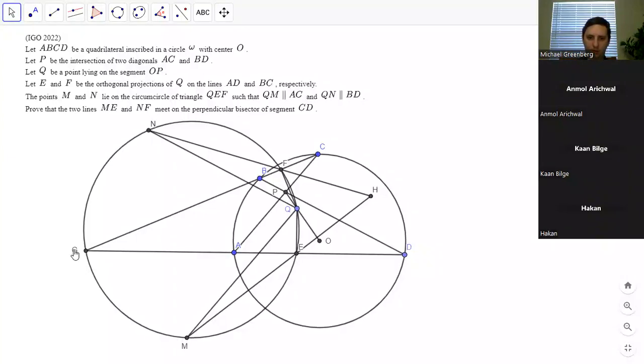Okay. Where to go from here? Do we want to draw the midpoints of BC and AD? That would give us some information.